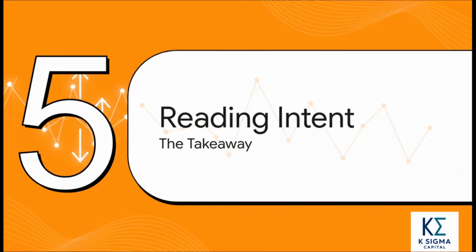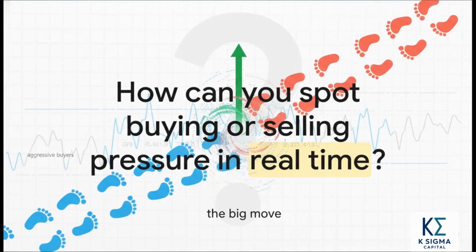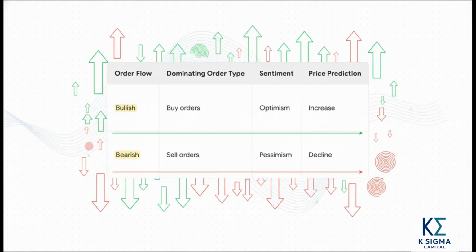All right, so what's the big takeaway from all of this? I mean, how can we actually use this knowledge to read what the market is trying to tell us as the story is being written in real time? Well, the answer is you have to look for their footprints, the footprints they leave behind in the order flow. It's all about spotting these imbalances between the aggressive buyers and the aggressive sellers, ideally before the big move really gets going.